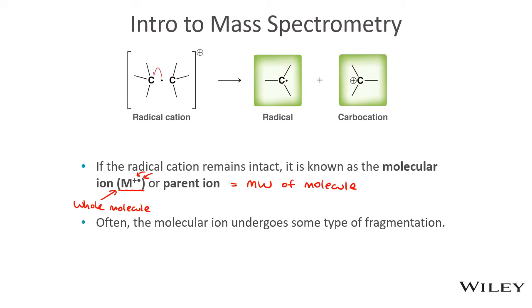Since the only thing that has been lost from this is a single electron, which has minimal mass, the weight is going to be nearly identical to the molecular weight of the compound. So this up here is our radical cation, and its mass would be equal to the molecular weight of the molecule.